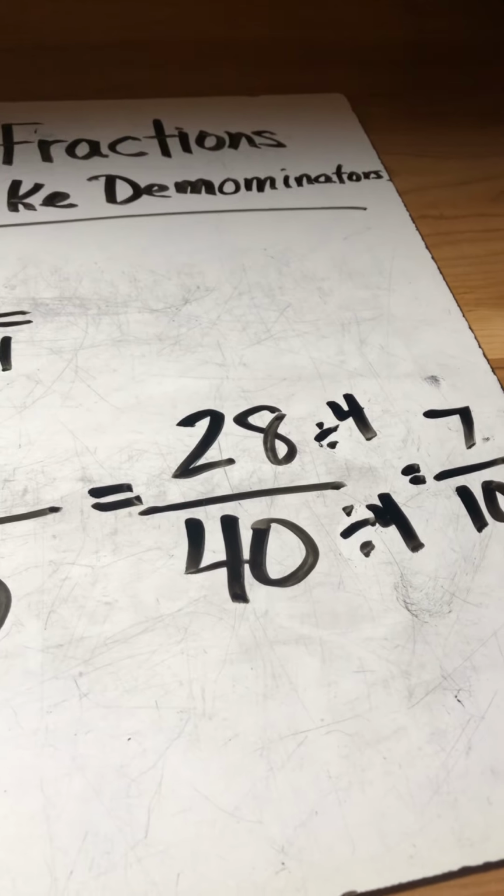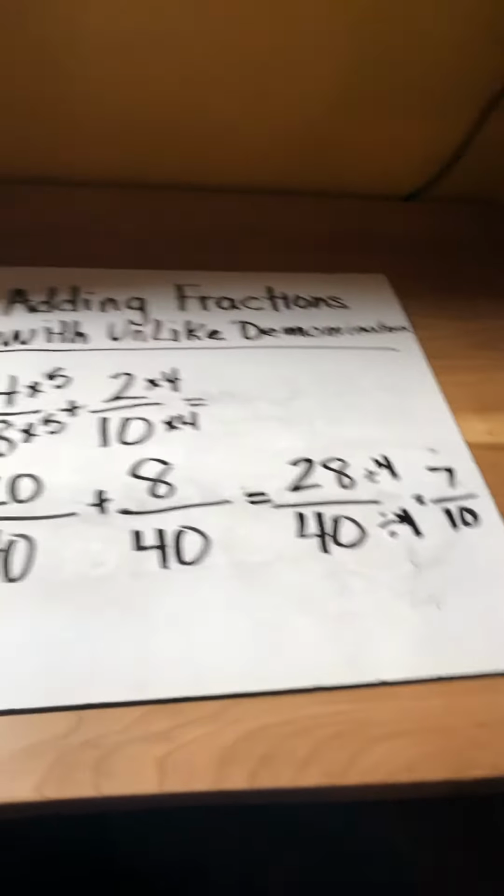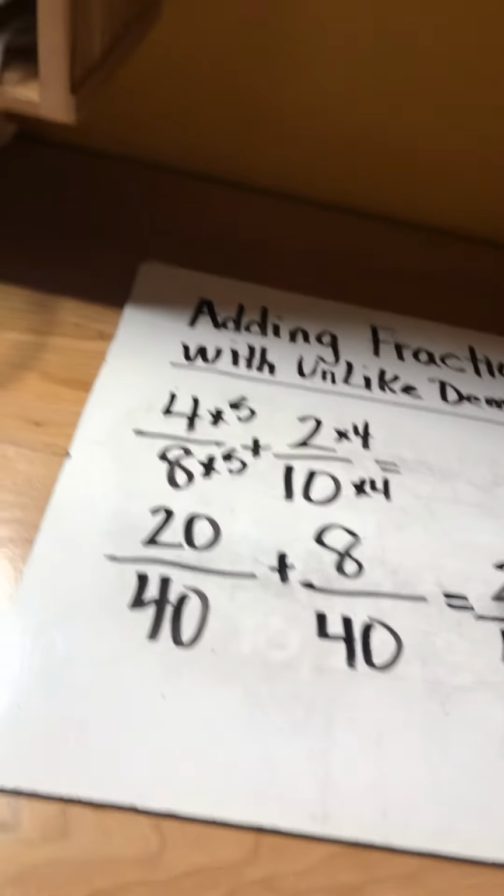So that's the answer. 7/10 cannot be simplified, so all that work led us to 7/10. All right, I'm going to show you one more, even though I just said this was the last one, but I think you can do it and it's going to be good practice, all right?